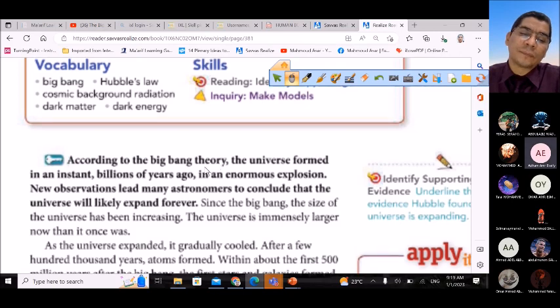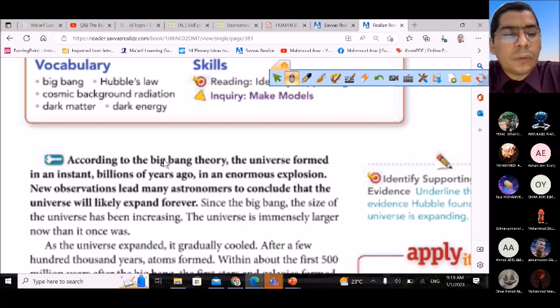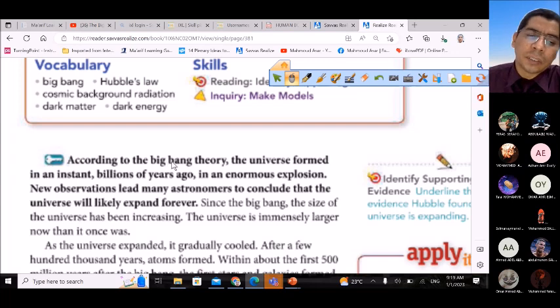Big Bang theory. Yeah, the Big Bang theory. Can you read what it says according to the Big Bang? According to the Big Bang, the universe formed in an instant, billions of years ago, in an enormous explosion. A new observation led many astronomers to conclude that the universe will likely expand forever. Since the Big Bang, stop.